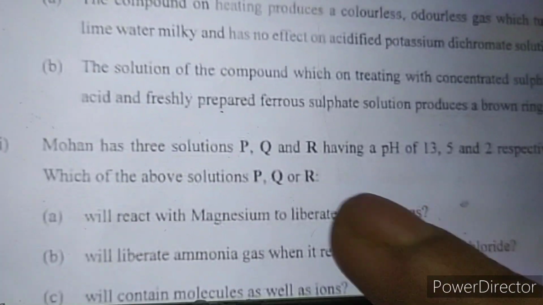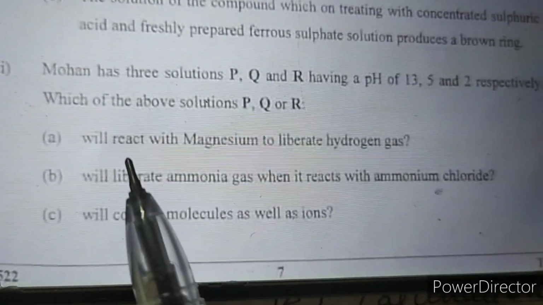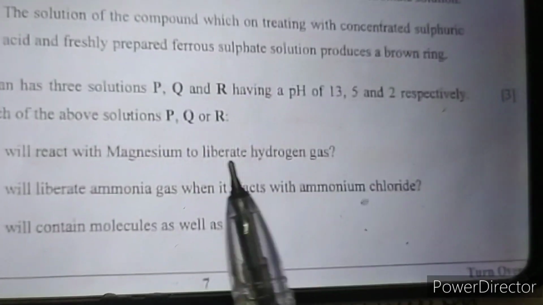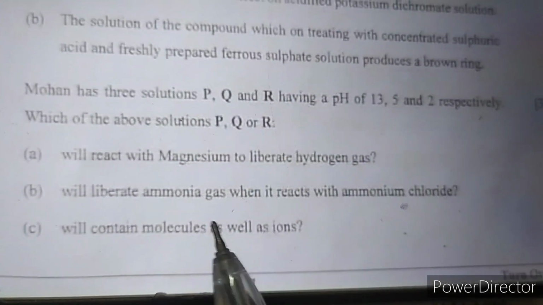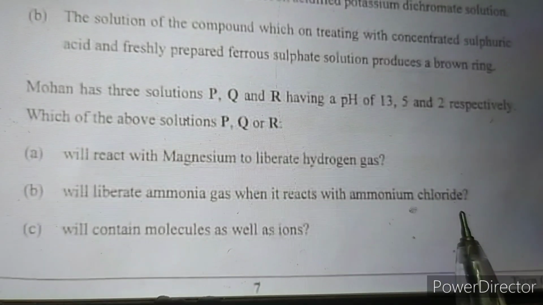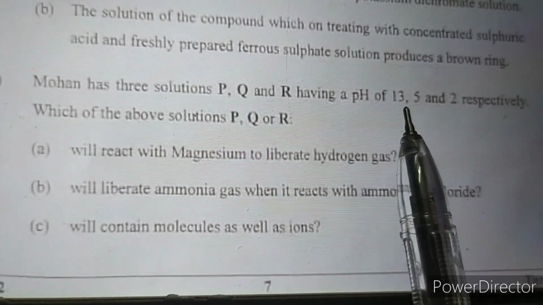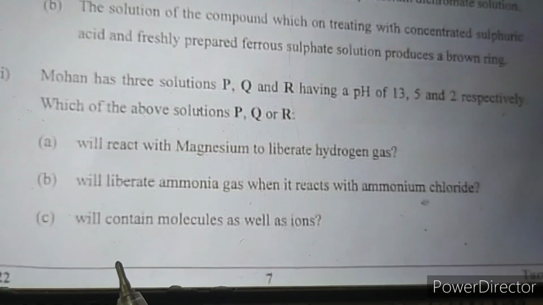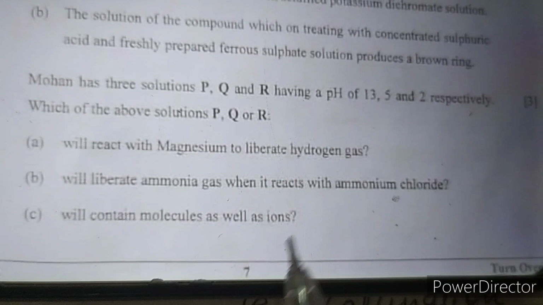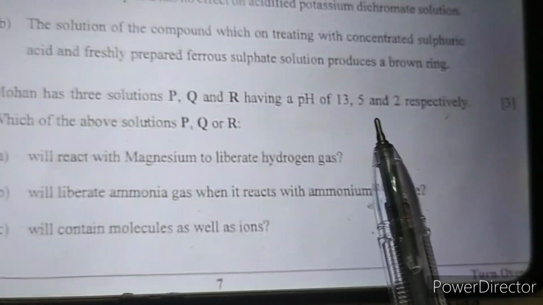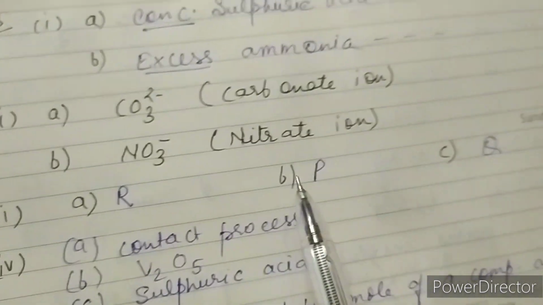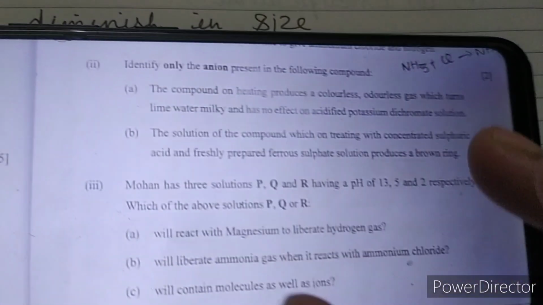You have been given 3 solutions with different pH. The solution which reacts with magnesium to liberate hydrogen gas is R, because an acidic solution gives hydrogen gas with magnesium, which is an active metal. Ammonium chloride liberates ammonia, that is a basic solution, so that is P. And the one containing molecules as well as ions will be a weak acid or weak base. Here the weak acid given is Q. So answers will be R, P and Q.